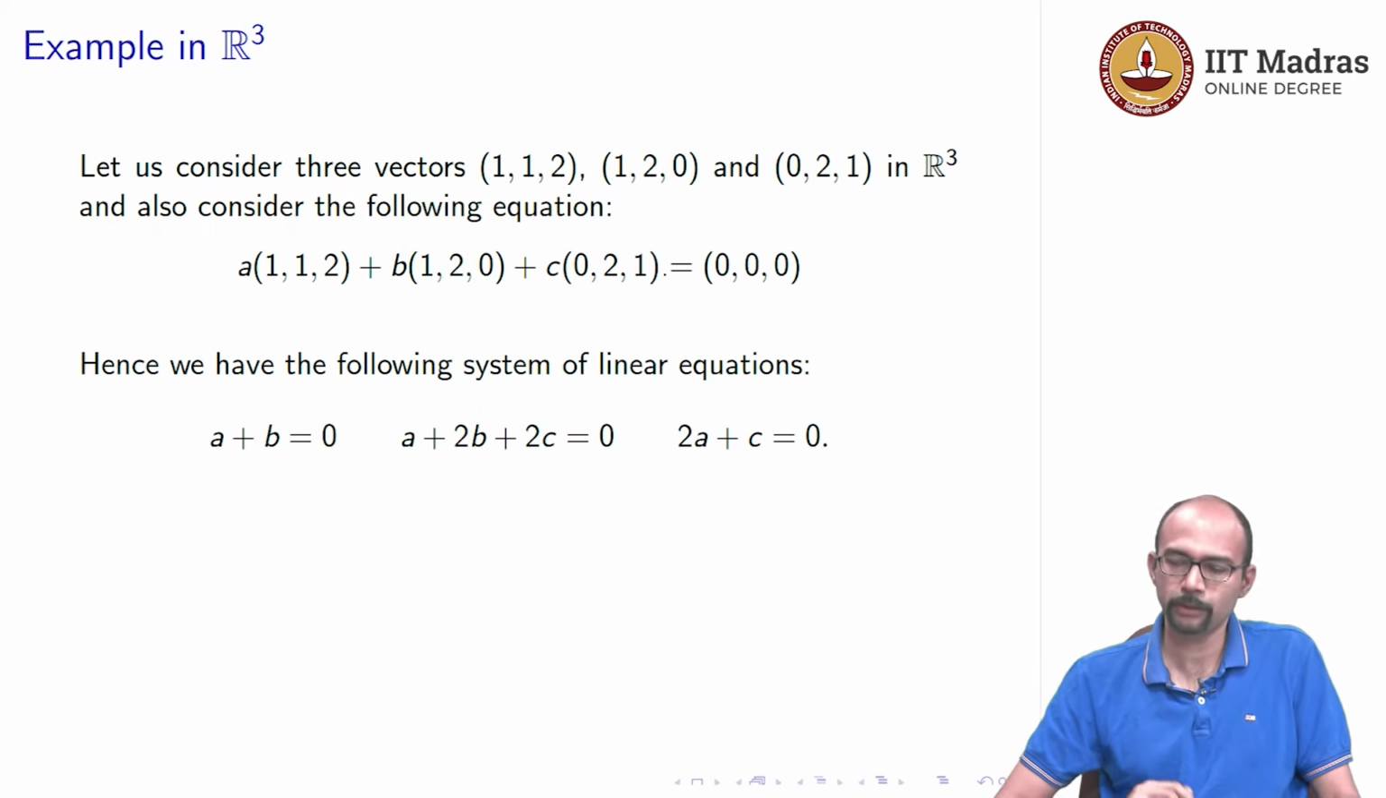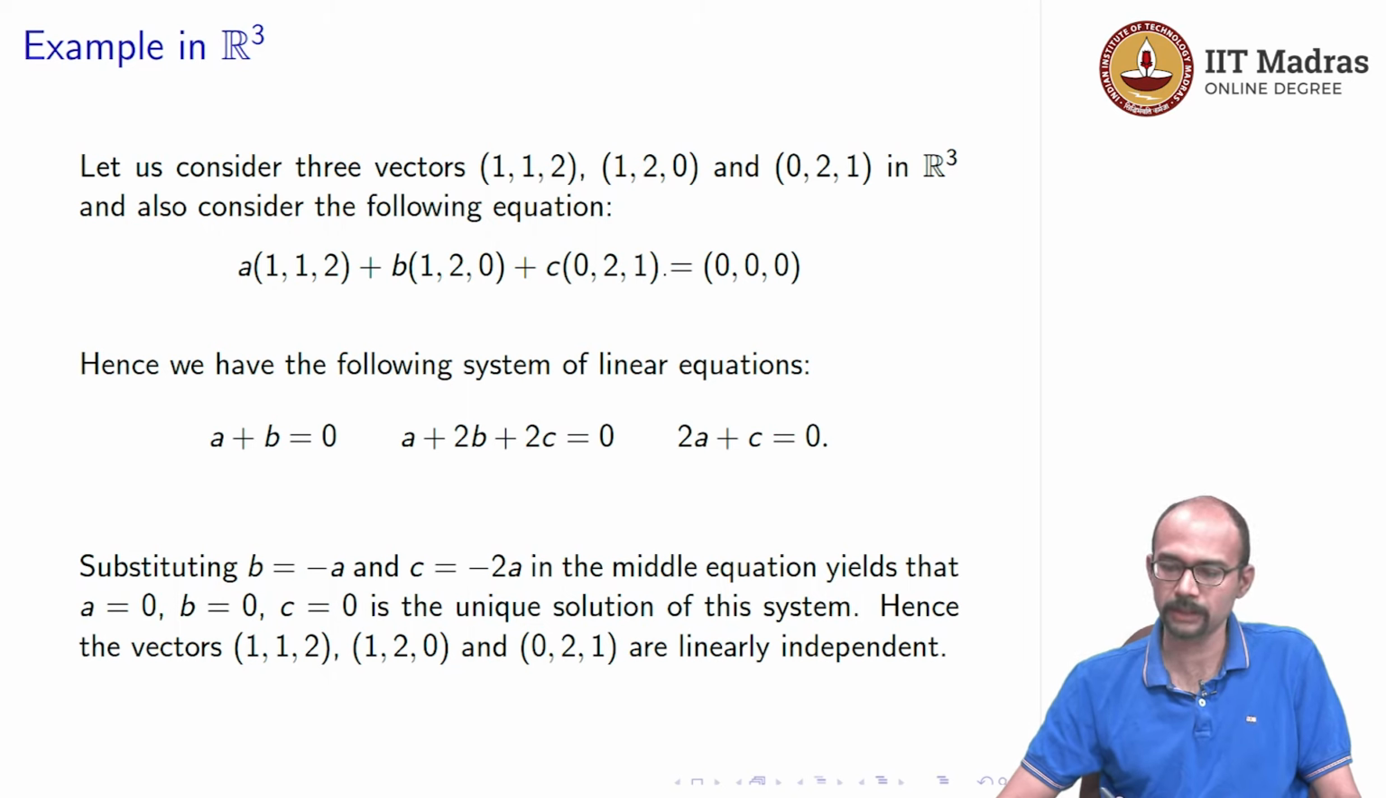Okay. So, we have the following system of linear equations. How do we get this? By equating the corresponding coordinates. So, the first coordinate on the left hand side is a times 1 plus b times 1 plus c times 0, which is a plus b. The first coordinate on the right hand side is 0. So, this is a plus b is 0. Similarly, if you equate the second coordinates, you get a plus 2b plus 2c is 0, and the third coordinate, then you get 2a plus 0 times b plus 1 times c is 0. So, that is how you get this system of equations. Now, let us solve for a, b and c and see if we can get solutions which are non-zero.